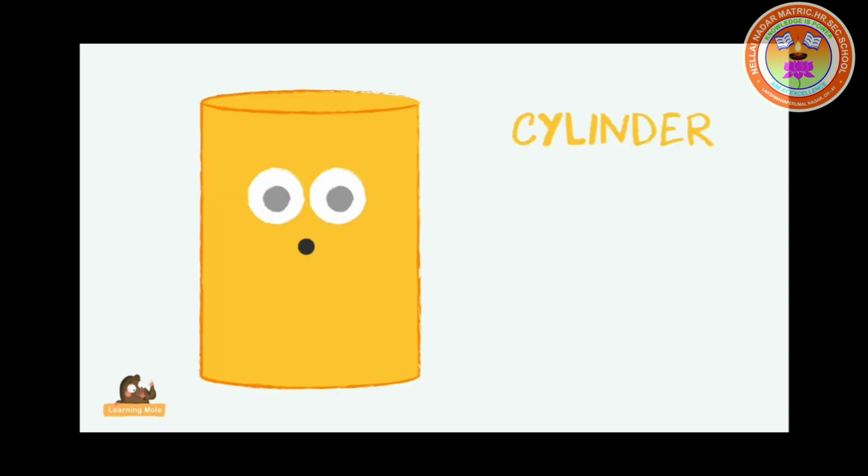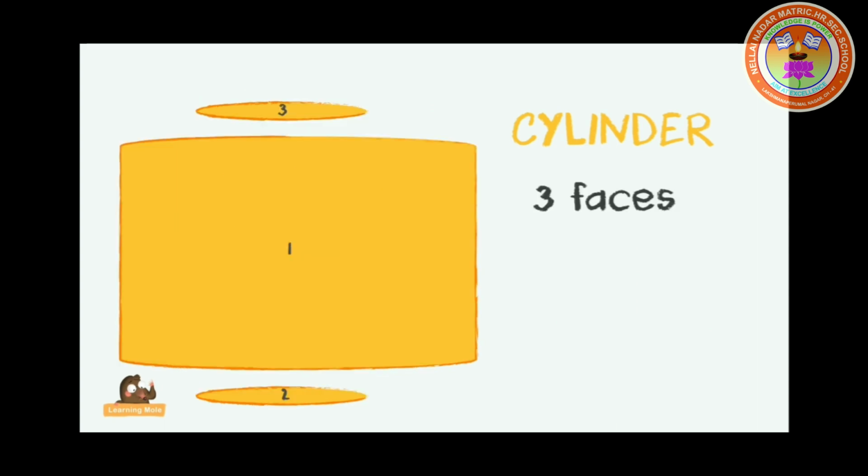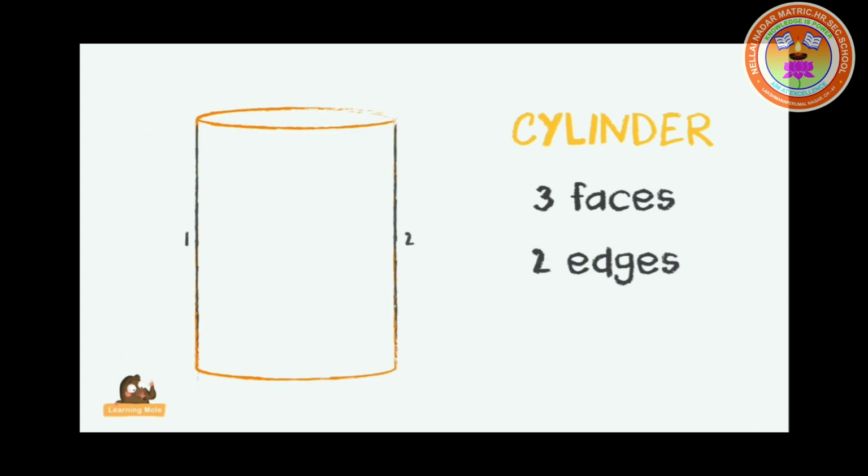Next, let us see about cylinder. In a cylinder, the height is the distance between two faces. Actually, a cylinder has 3 faces and 2 edges and 0 vertices.